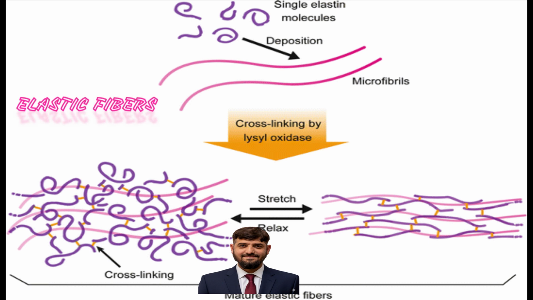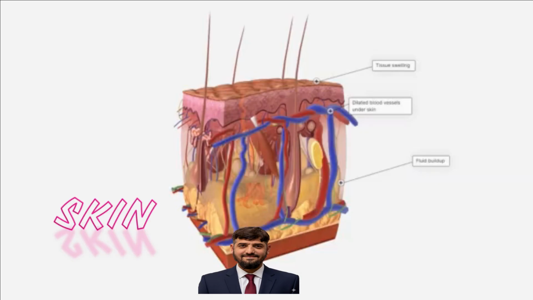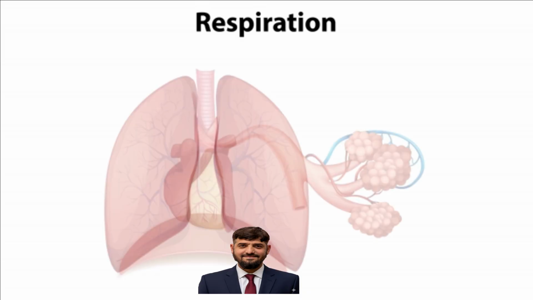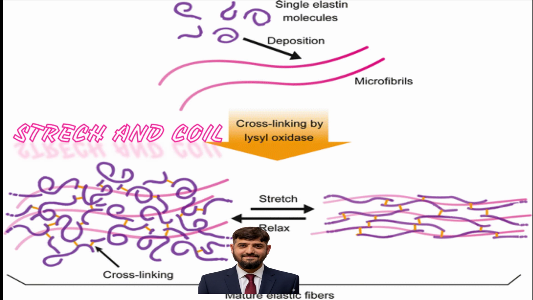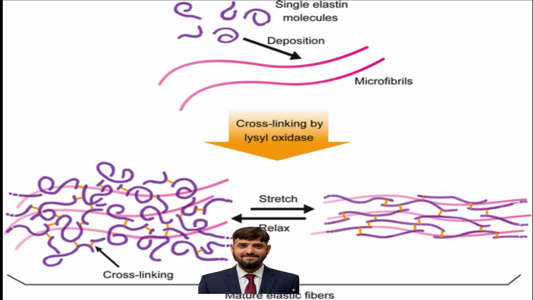The second fiber is elastic fiber, which is made up of the protein elastin. These are elastic in nature, found in tissues like skin, lungs, and large blood vessels. It is hydrophobic, cross-linked protein that allows tissue to stretch and coil much like a rubber band. This elasticity is essential for normal physiological function.